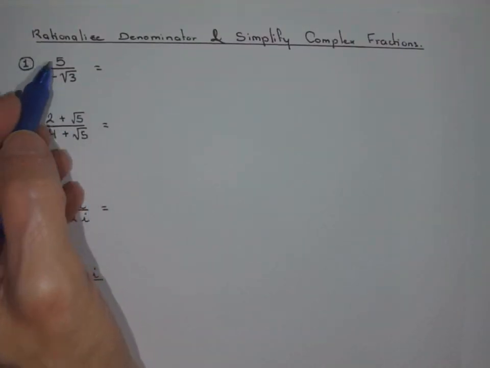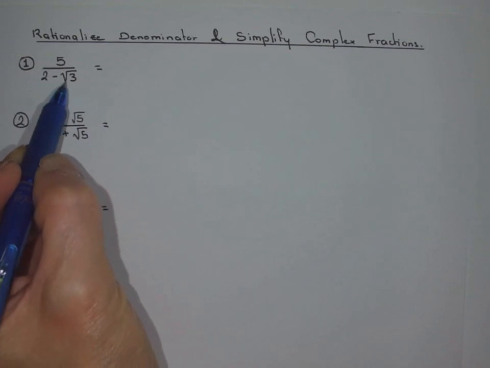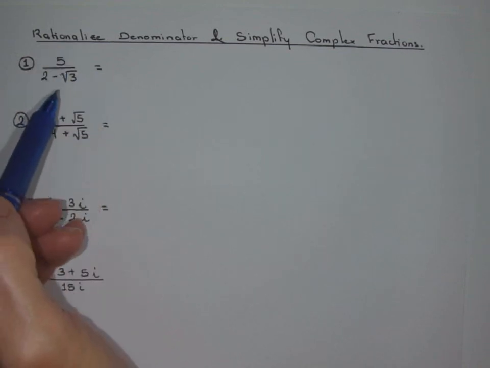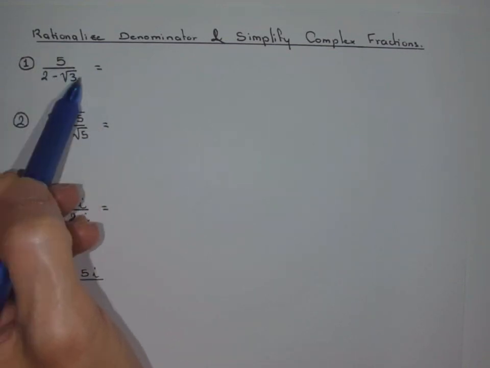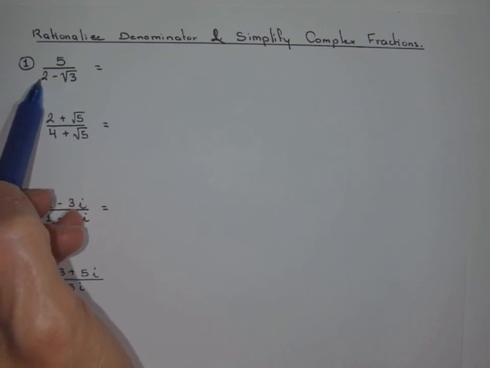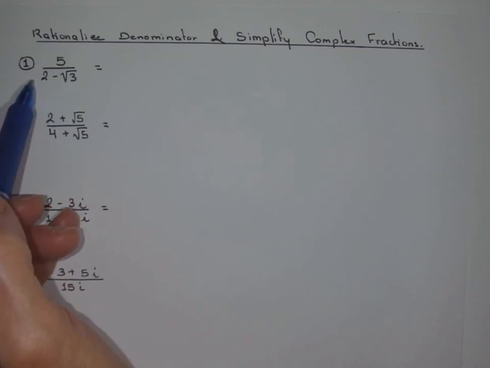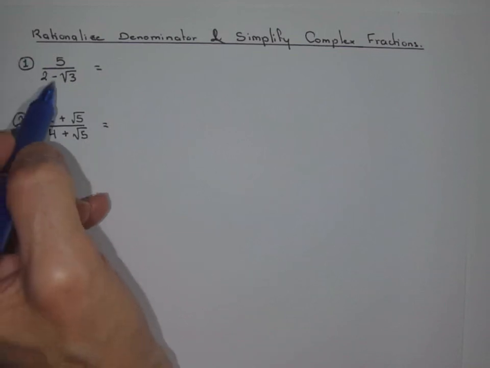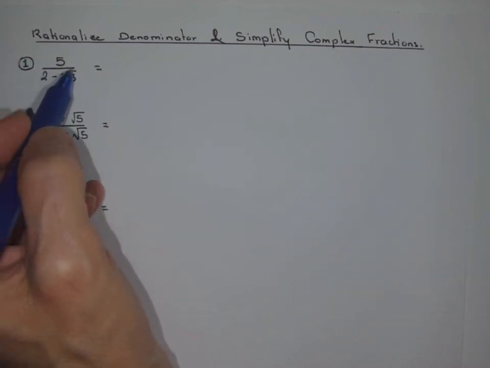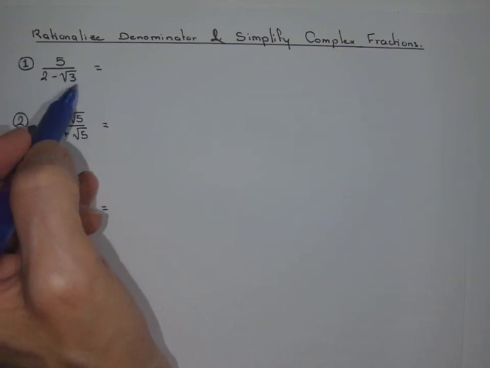To rationalize the denominator, we cannot just multiply here by a square root of 3, because if we do, that square root of 3 would have to be distributed over, and we'll still have a radical in the denominator. That wouldn't be helpful. So what we need to do instead is multiply that denominator by its conjugate.